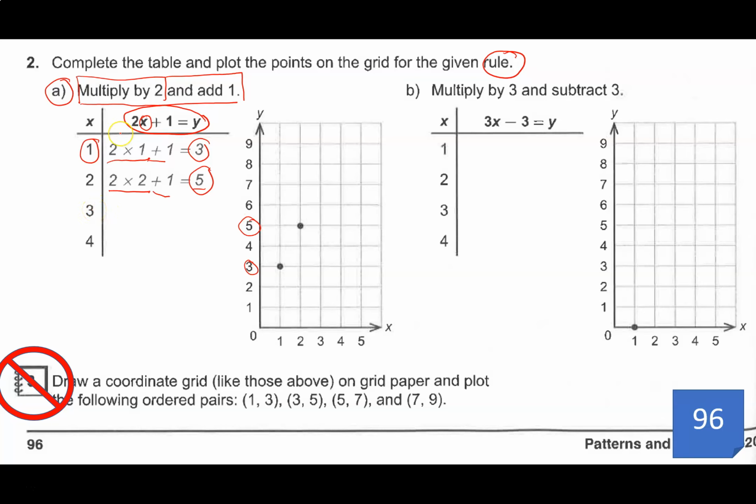When x equals 3, we're going to use the same rule or the same equation. So 2 times 3 plus 1. 2 times 3 is 6, plus 1 is 7. Y equals 7 when x equals 3. Finally, 2 times 4 plus 1. 2 times 4 is 8, plus 1 is 9. Let's plot that on the graph as well. And you can see that these dots follow a pattern. That tells me that I have probably done my math correctly. Please try part B on your own. You can skip question 3 on this page.